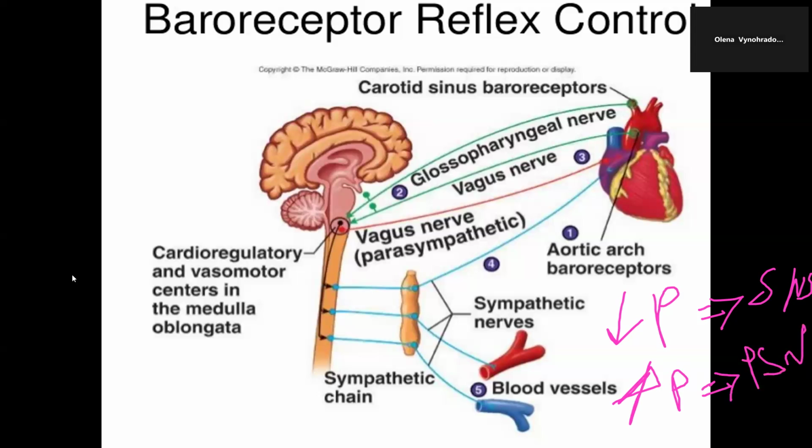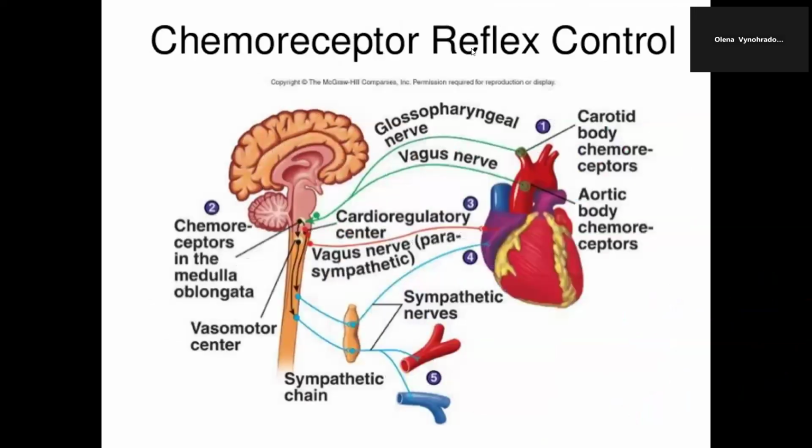These baroreceptors and chemoreceptors, in the same area we have chemoreceptors. They are sensitive, as I told you, to oxygen concentration, to carbon dioxide concentration, H+ concentration. And if H+ and carbon dioxide are increased, it's signaling to the heart for increasing heart rate.